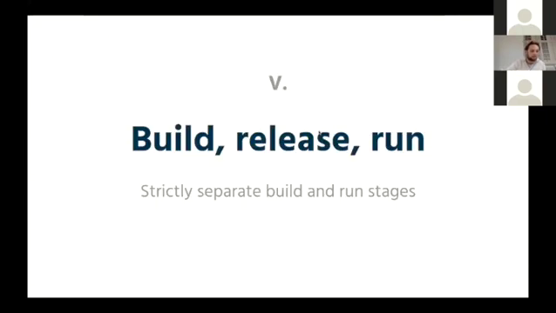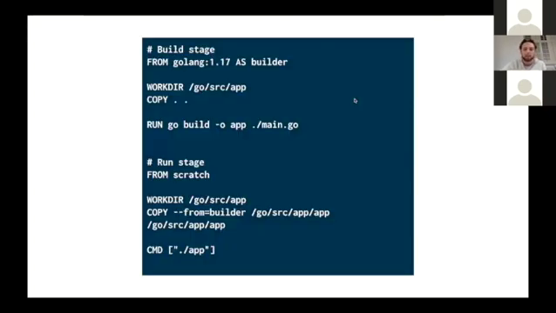The fifth principle is build, release, run. So strictly separate build and run stages. And you can do this in Docker using Docker build stages. This is one way of doing it. So first thing is to always build your application in the container itself using this run directive and building your application. And then that avoids having your build be affected by any difference in environment. And then you can copy those built artifacts from the build stage here into the runtime stage.